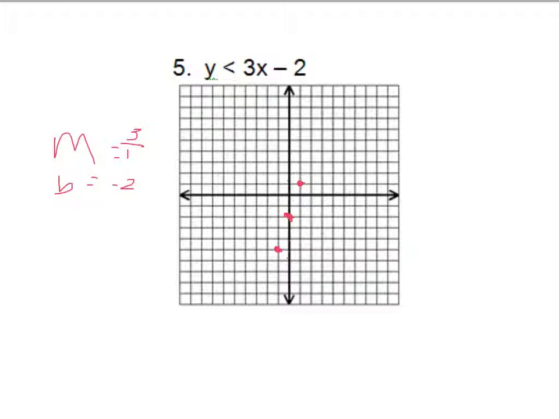Okay, now my inequality is less than. It does not include the equal to, so therefore, I'm just going to draw a dashed line through my points. Okay, now to decide where to shade, I can think either pick a point, plug it in, or I can just ask myself, it's less than. So am I going to shade above or below that line? So it's less than, I'm going to shade below.